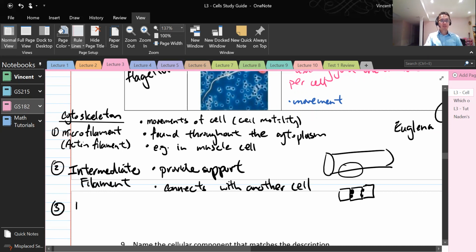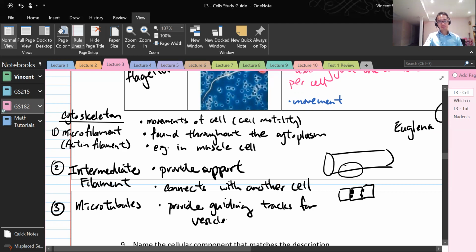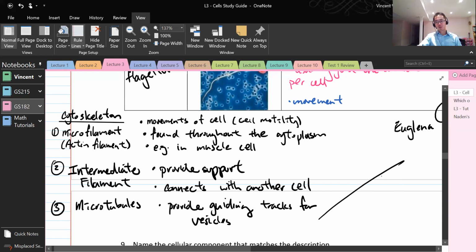And last but not least, we have the microtubules. Okay, so they're found throughout the cytoplasm. They provide guiding tracks for vesicles. Okay, I think I posted a video in the video resources that shows you a beautiful animation of a cell, and inside you will see these tracks. So there are big microtubules, and then the vesicles actually will move along these tracks.